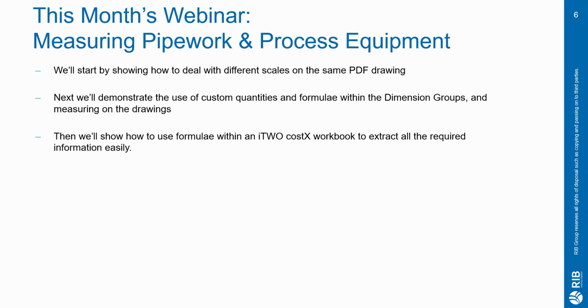I'm going to show you how to measure on a PDF drawing in this case, because quite often my customers say they just get the PDF drawings that they need to measure from, so I'm going to use that as an example. The PDF drawing I'm going to use actually has two different scales on it, so I'll show you how to deal with that. I'll have a look at how I've set up some of my dimension groups and use the custom formulae within them. And then finally move on to the workbook and I'll show how everything links through nicely and it gives me all the information I need all in one place.